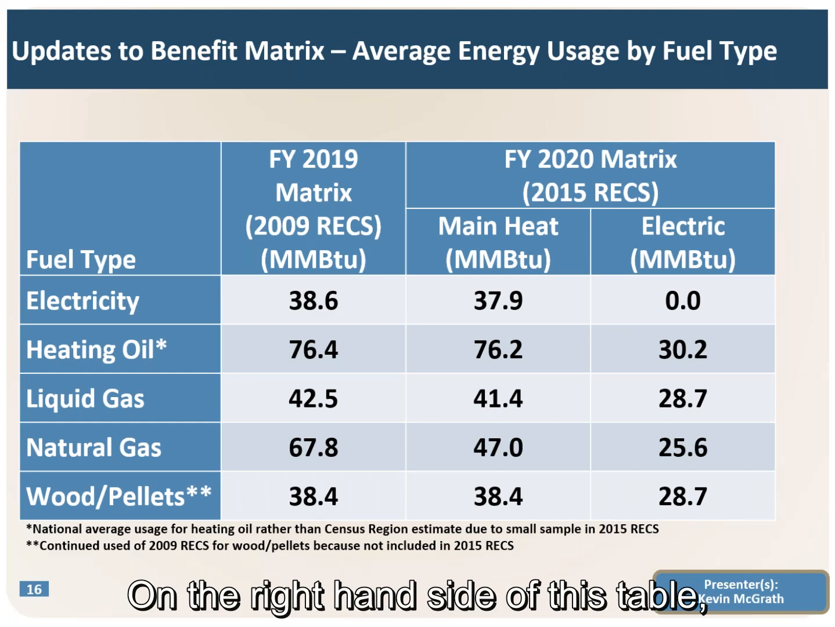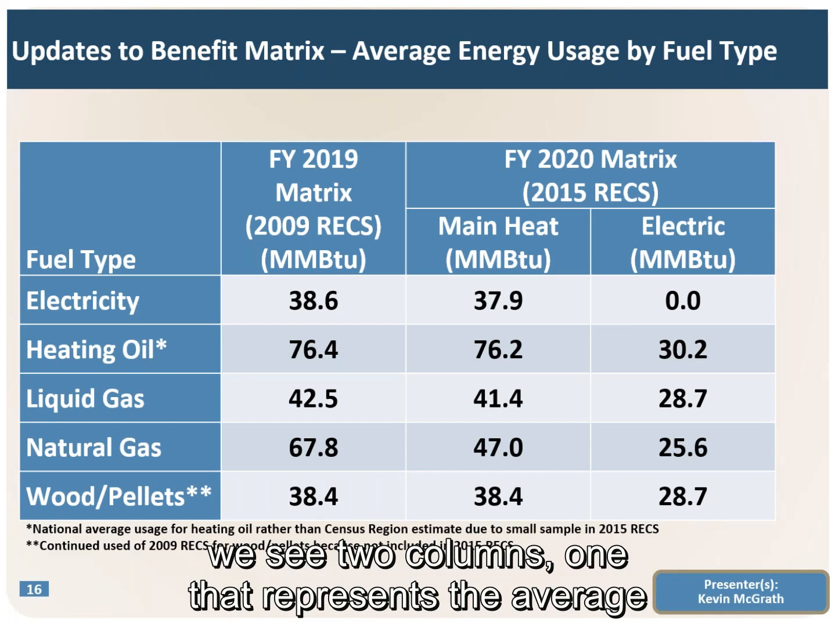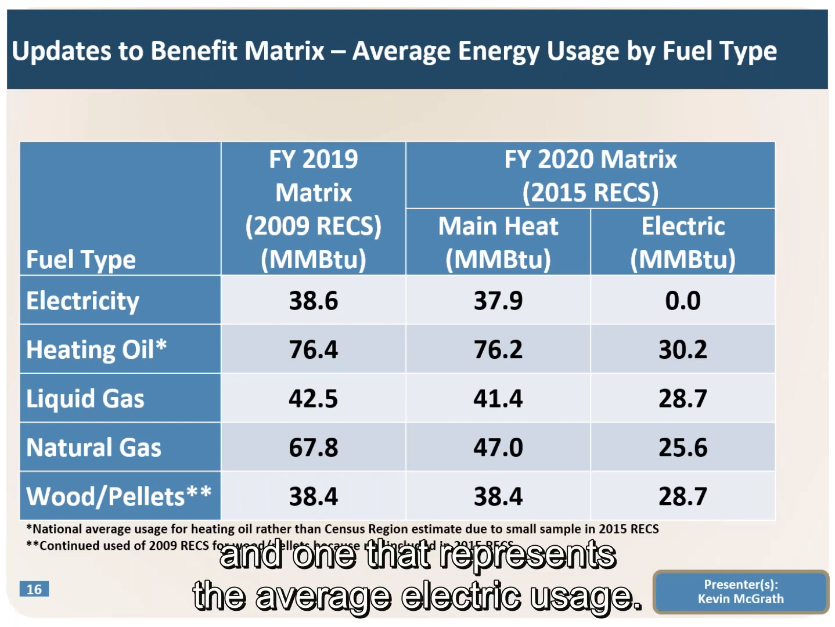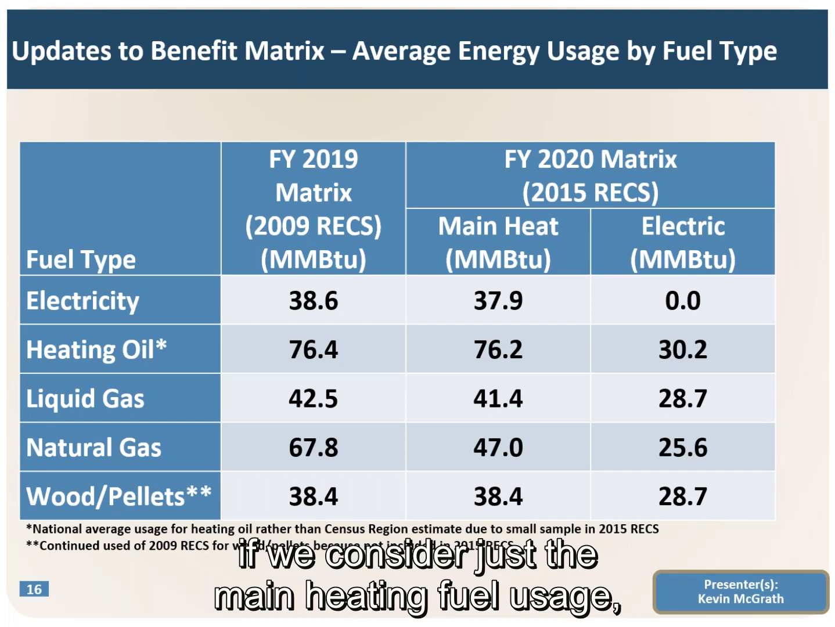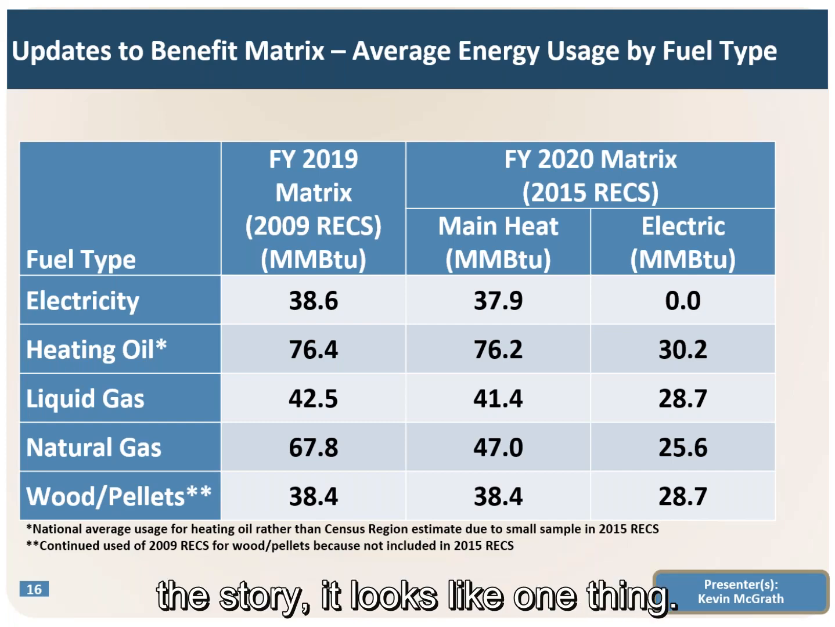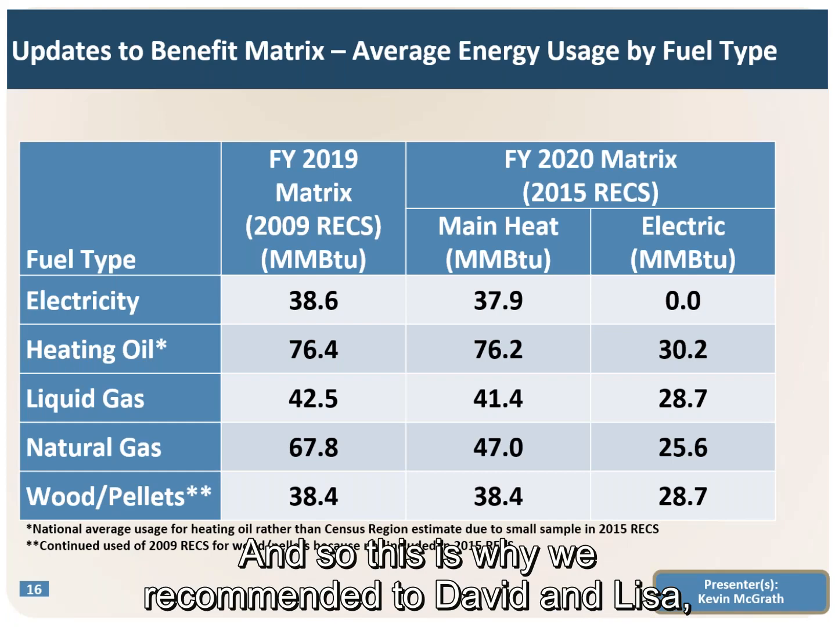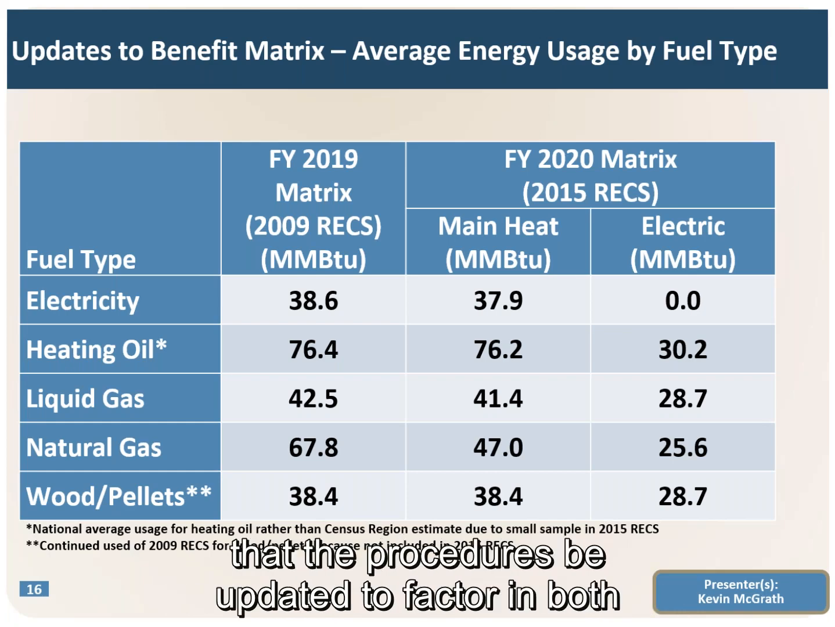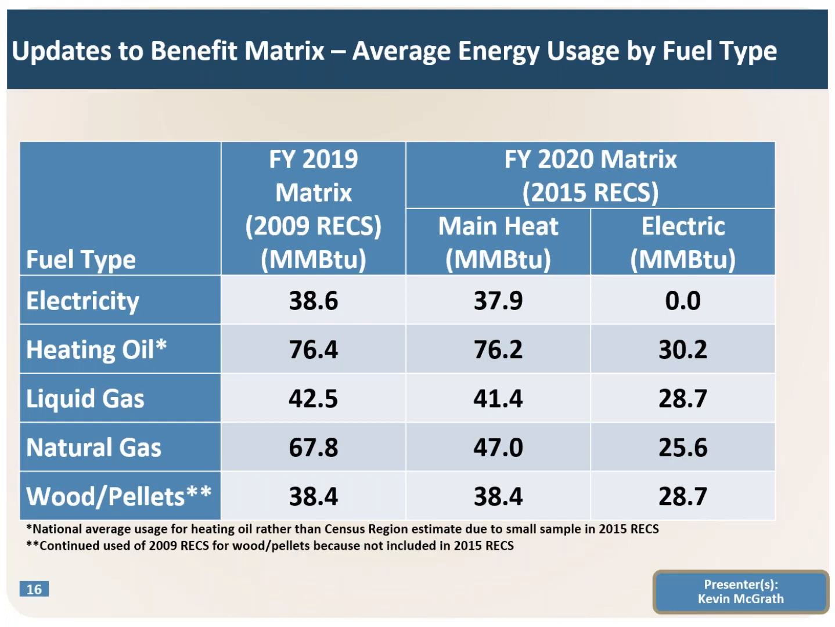On the right-hand side of this table, under the heading fiscal year 2020 matrix, we see two columns, one that represents the average main heating fuel usage and one that represents the average electric usage. And both of these estimates come from the 2015 RECS. So we can see, if we consider just the main heating fuel usage, the story looks like one thing, but if we factor in the electric usage, it looks different. And so this is why we recommended to David and Lisa that the procedures be updated to factor in both the heating fuel usage and the electric usage of each main heating fuel group. Next slide.